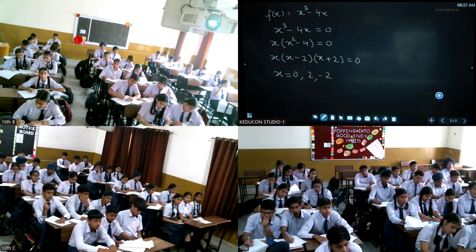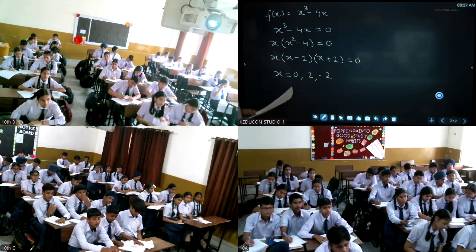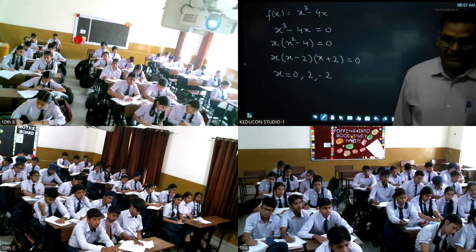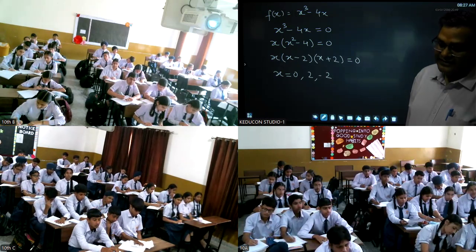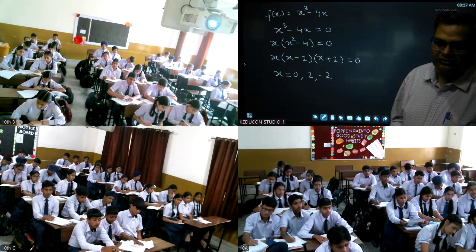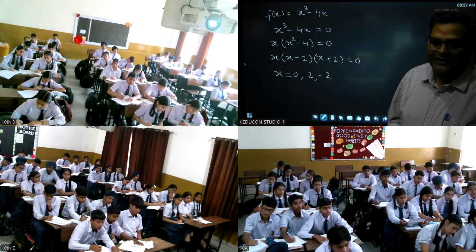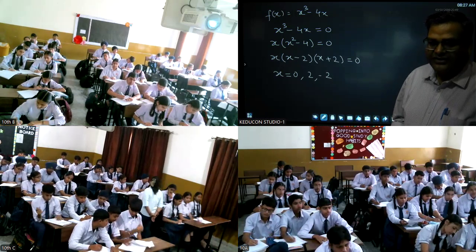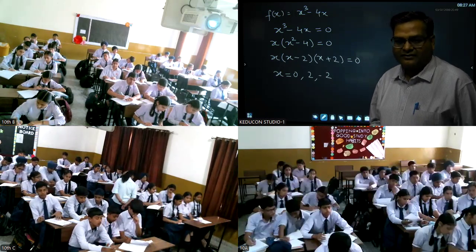So this is true. Come to the reason part. The graph of a cubic polynomial always crosses the x-axis at least once and at most 2. Is it true or false? The reason is false, children. Yes or no?